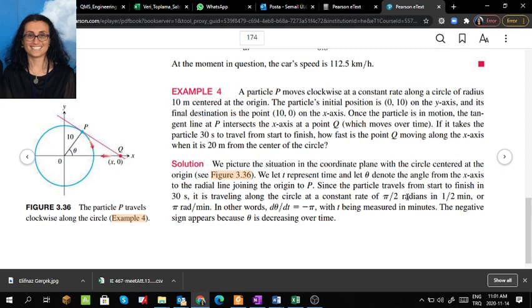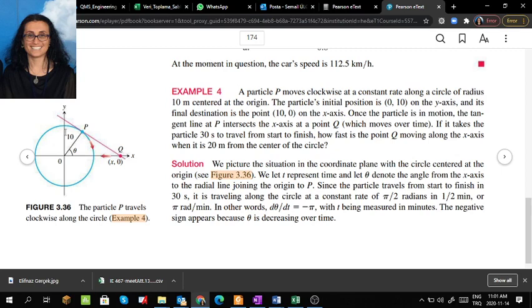Okay, so we draw the picture as it is on the left. This theta is the angle that is going down, decreasing actually, because at the beginning it was pi over 2, and it's going down and down and down. So as time passes, theta is decreasing. Because of that, d theta dt is going to have a negative sign.